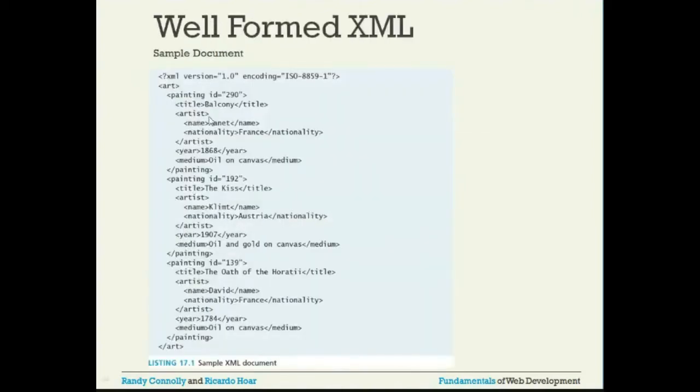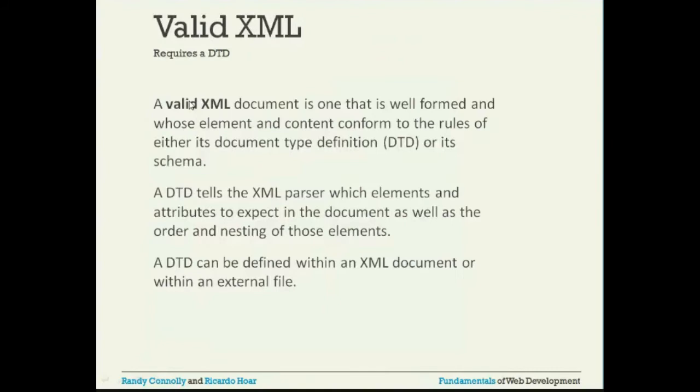For example, you can see we have the name and nationality enclosed by the artist, and all other information, title, artist, is enclosed by the painting, and many paintings are enclosed by the art. So this information will be given to the XML parser so that it can check whether the XML is created as per the DTD. A DTD can be defined within the XML document or within an external file. So DTD can be included in the XML itself, or it can be included as a separate file.